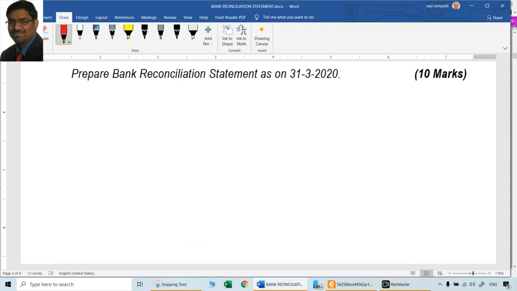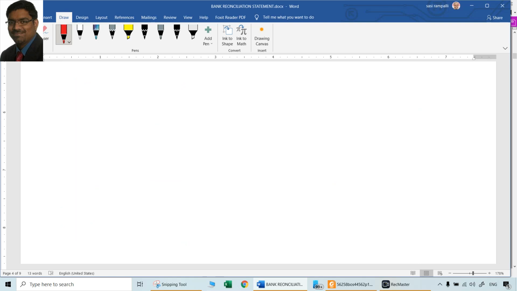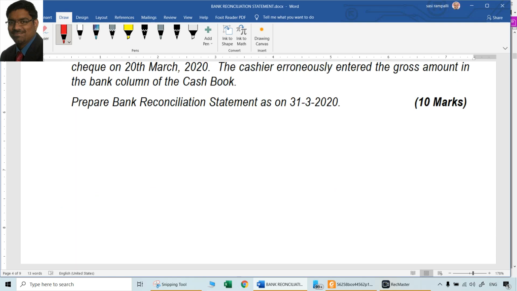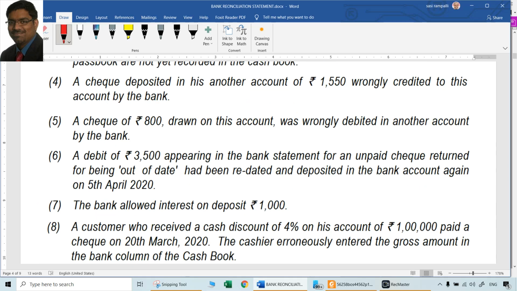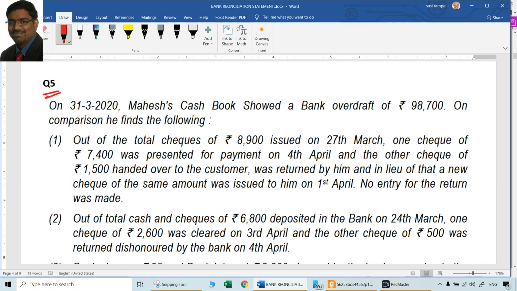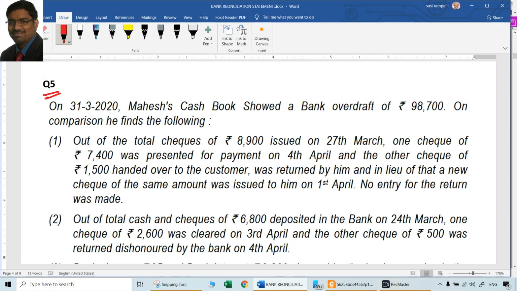You can directly prepare BRS also. But generally, for better presentation and more effective answering, we better prepare a revised cash book. After that only, we will prepare a bank reconciliation statement. Again, I am repeating, presentation is something that you have to take care of in the examinations. The methodology of solving questions is what we are looking at now.